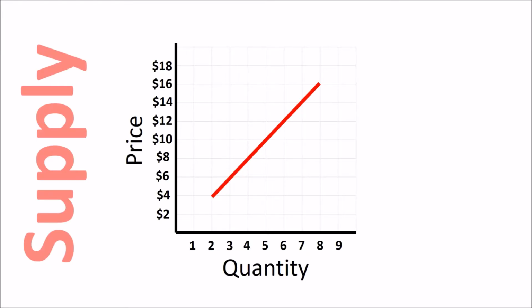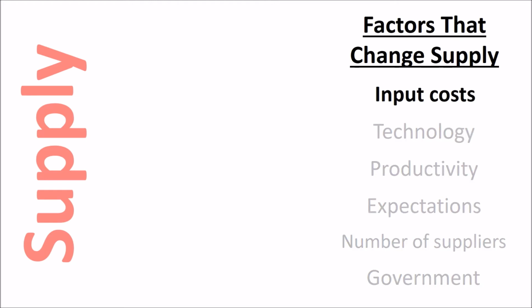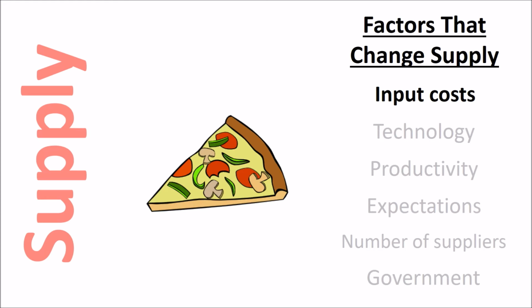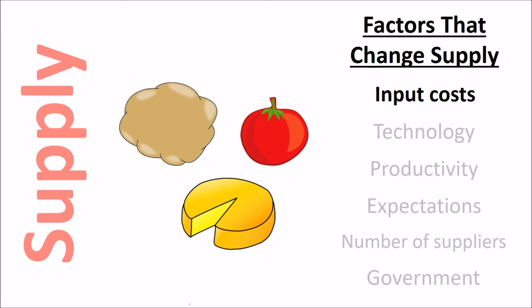The supply curve moves to the right when there is an increase in supply, and it moves to the left to show a decrease in supply. There are 6 main factors that cause a change in supply despite price remaining the same. Again, to keep this short, I'll give one example of a change in supply for each factor. First, the cost of inputs can change supply. For example, if a pizzeria has to pay more for inputs, like dough, cheese, and tomatoes, it won't be able to order as many ingredients, and so it will supply fewer pizzas.